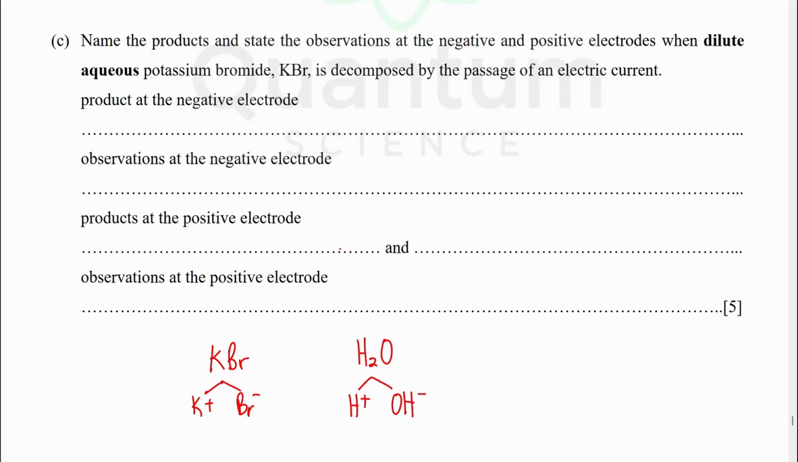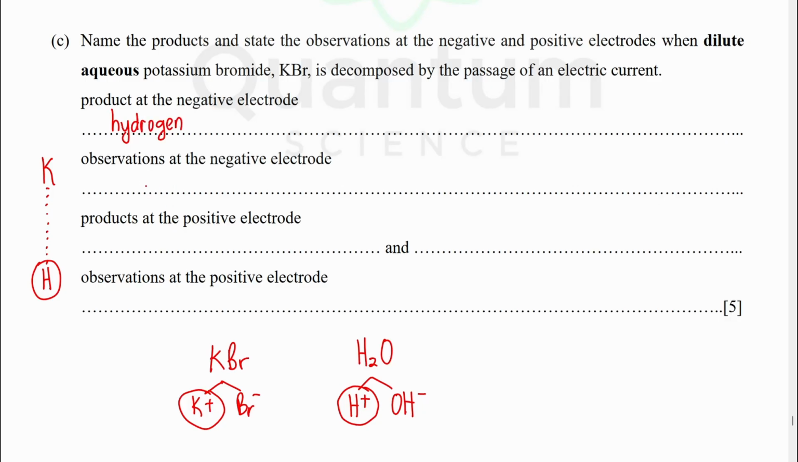So this is the negative electrode. So who will attract it to negative? Positive ions. So we can choose between potassium or hydrogen. And if you check in the metal reactivity series, potassium is above hydrogen. So we are taking the lower position in the metal reactivity series, which is hydrogen, right? So the product here is hydrogen.